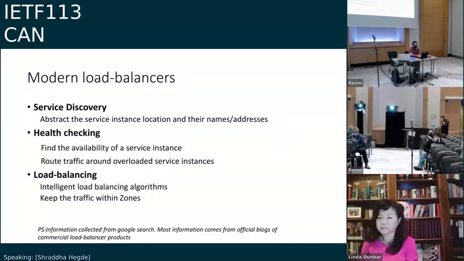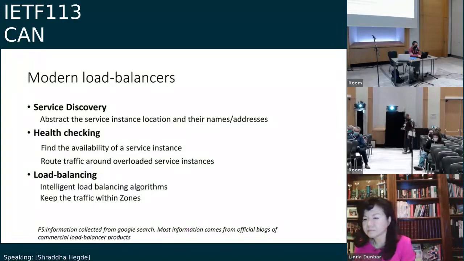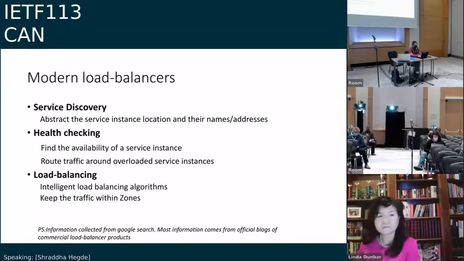Yeah, so the modern load balancers also support service discovery, health checking, and intelligent load balancing algorithms. Service discovery is figuring out where the services are, their location, names, and addresses, and they're capable of finding out the load on them and then routing the traffic to the ones which are less loaded. The load balancing algorithms are also capable of considering some network information, such as keeping traffic within zones and so on.